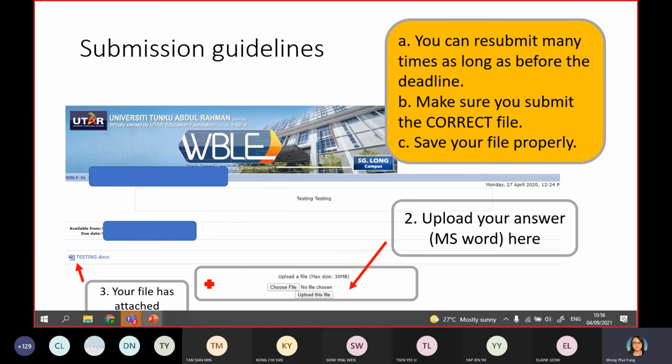You all should be very familiar already, but I still receive some questions. Can you resubmit? Yes, you can resubmit many times as long as it is before 5 p.m. Let's say you submit at 4 p.m., you realize that you want to change something, you can resubmit because it is still before 5 p.m. After 5 p.m., you cannot resubmit already.